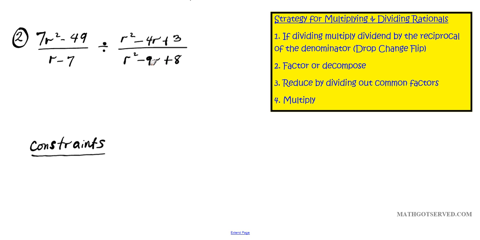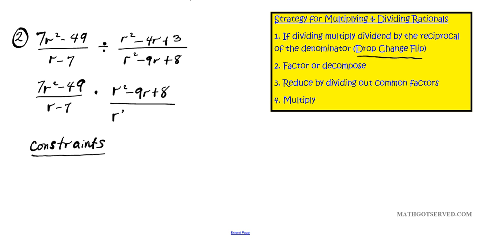In order to determine what the real denominator is, we're going to have to drop, change, flip, or multiply this dividend by the reciprocal of the divisor. So we're going to drop this entire rational expression, 7r squared minus 49 divided by r minus 7. We're going to change our division to a times. We're going to multiply this by the reciprocal of the divisor. Denominator goes to the top, and numerator goes to the bottom.